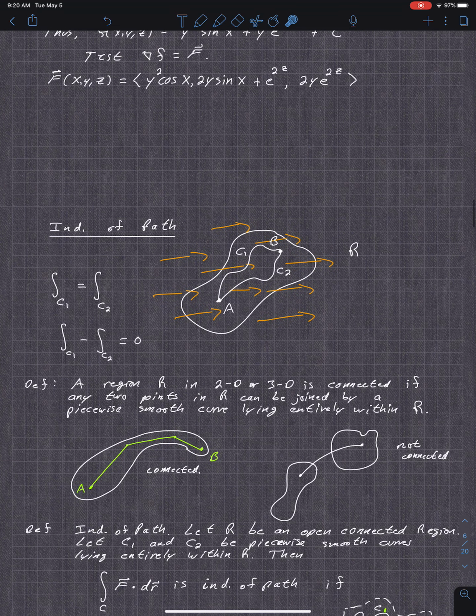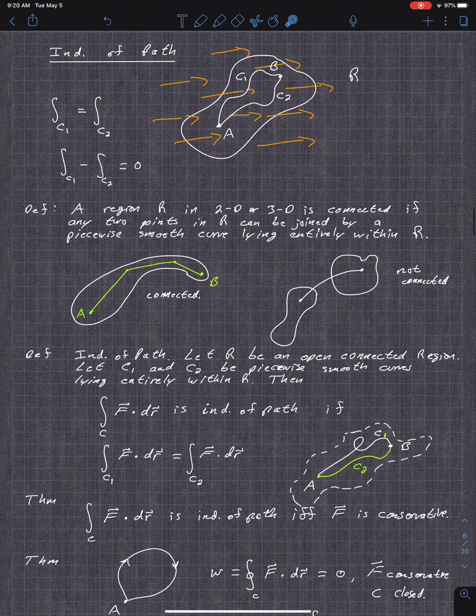Okay, so we're going to talk next about independence of path. This is an important concept. It has to do with conservative functions.